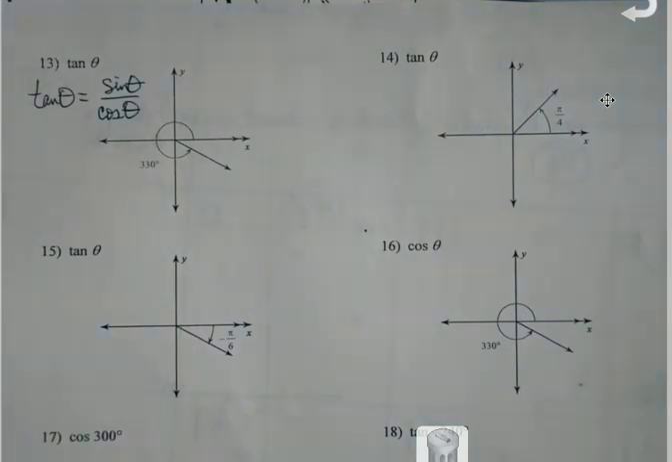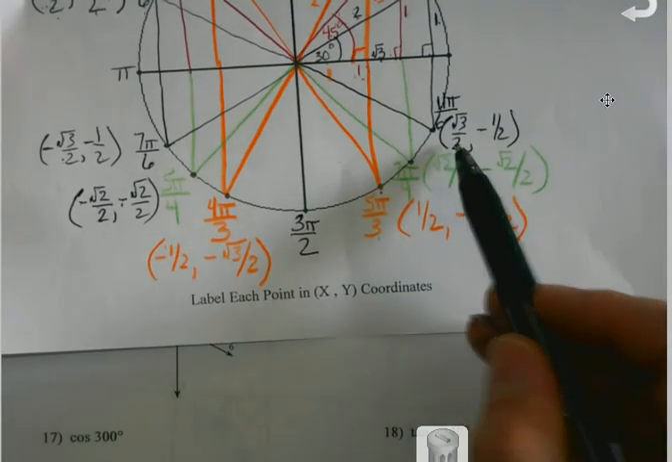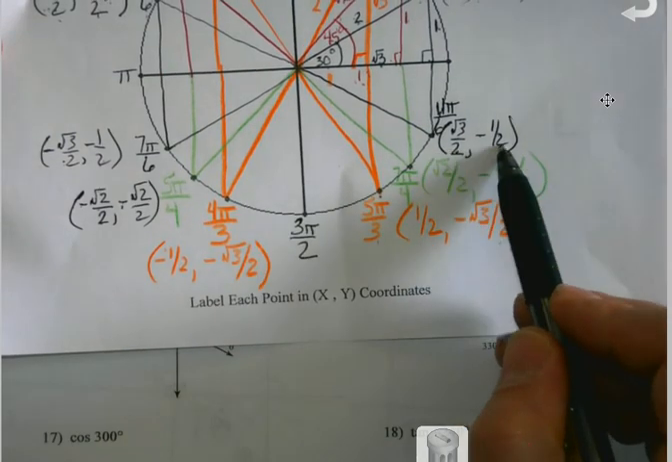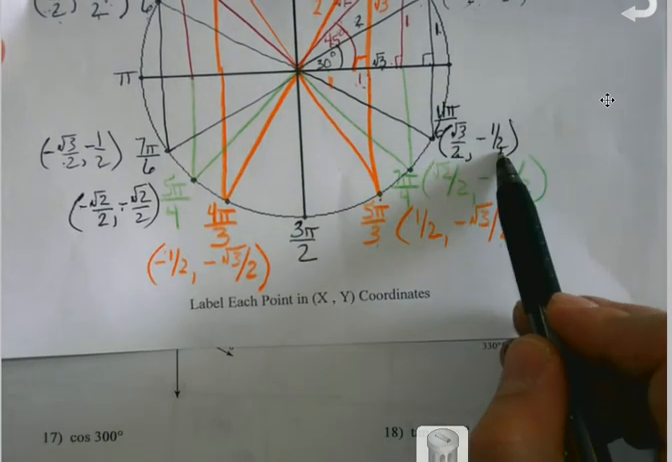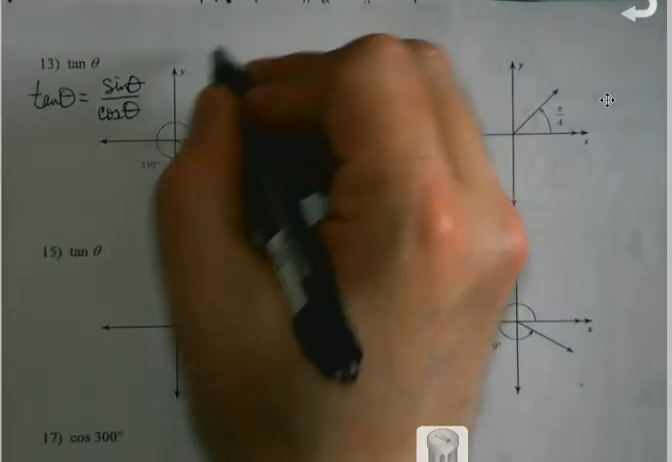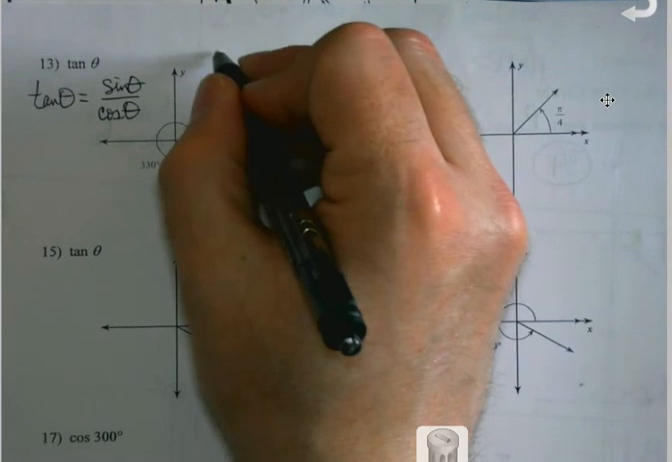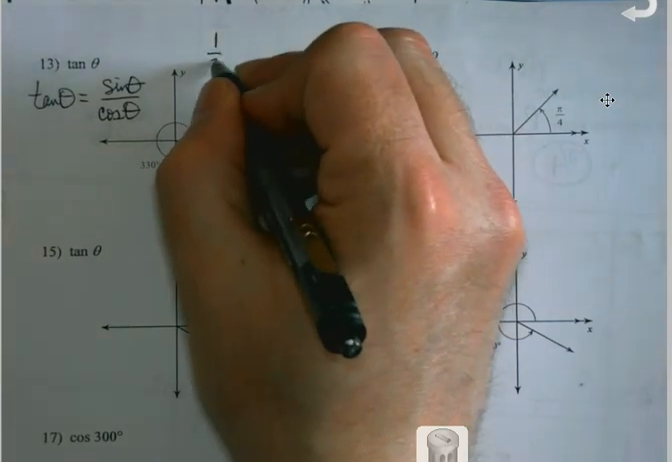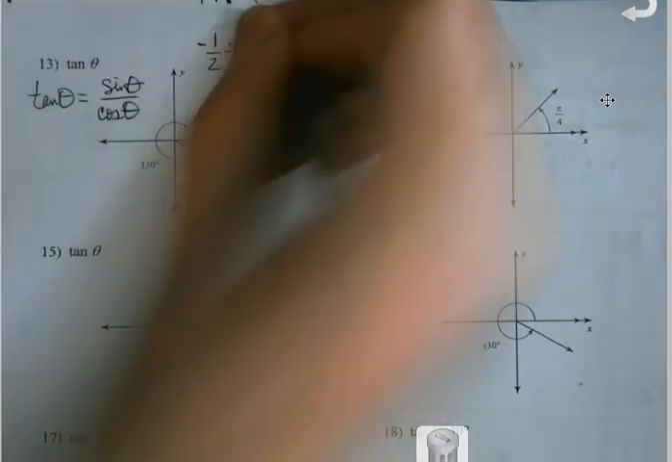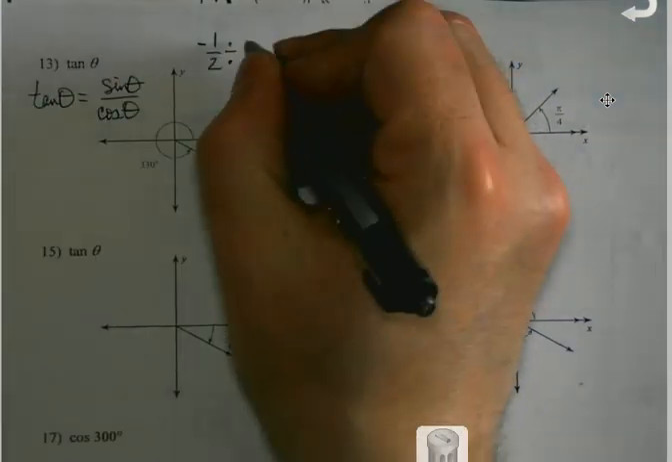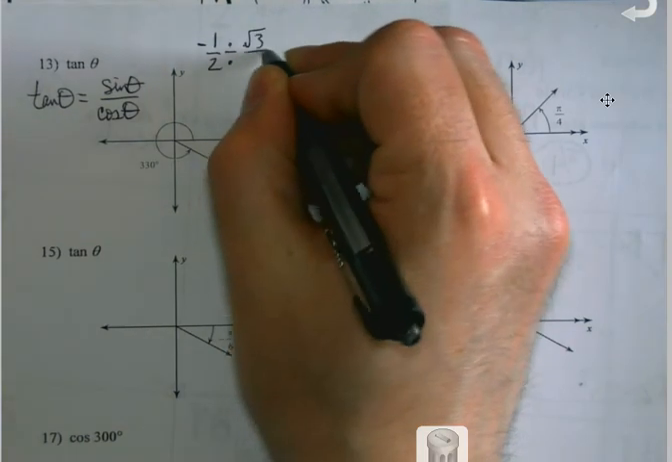So here's how this is going to work. At 330 degrees on my unit circle, so right here, here's my cosine, here's my sine. So I look and I say, okay, so square root of 3 over 2, negative 1/2. So sine is going to be negative 1/2. Almost messed this up. I'm going to be dividing by cosine, square root of 3 over 2.